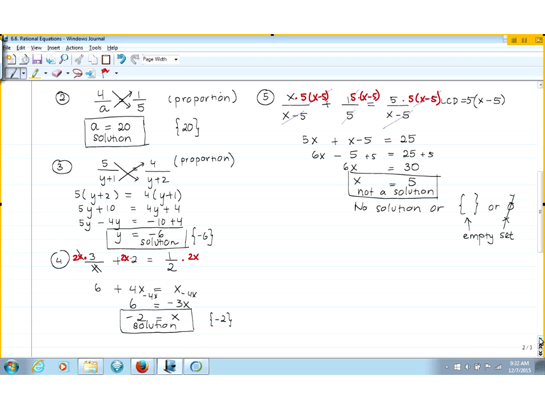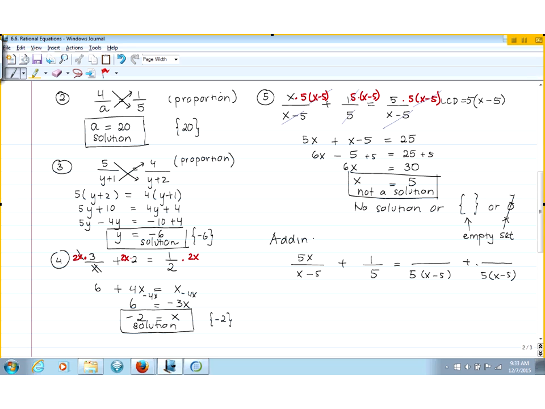Number 6. Is it okay so far? Can you tell the difference between this expression and, for example, this expression? 5x over x minus 5 plus 1 over 5. What would you do if this were addition? Common denominator, what is the LCD? 5 times x minus 5. So you have to rewrite these, right? Remember? So there is a difference.